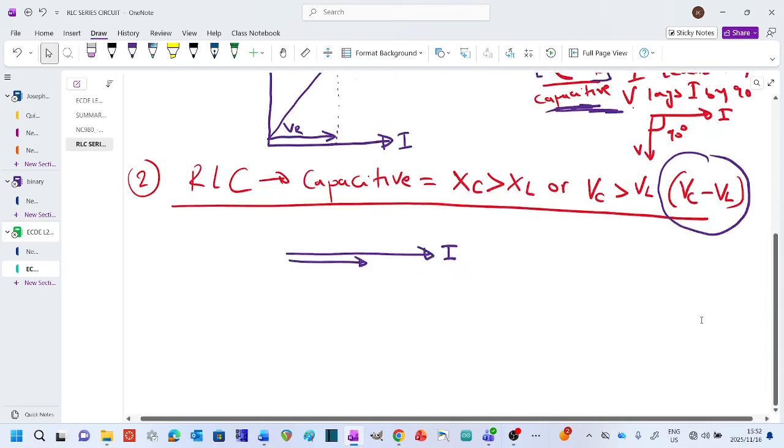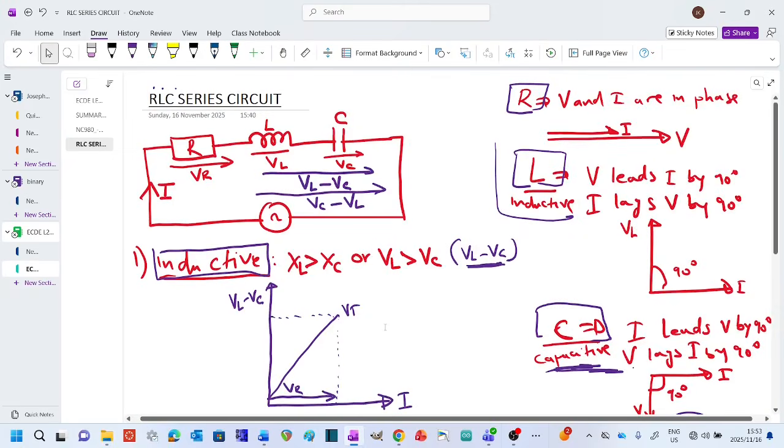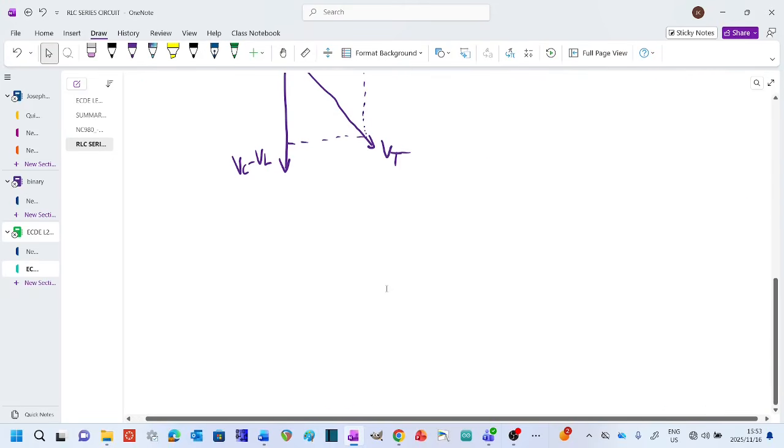So VC minus VL is going to be pointing downwards like that. And then we project. So this is our VR, this is our VC minus VL. So we project there for VR, and then we obtain our V total. There, that's it. So that's the phasor diagram for a capacitive circuit. So that's how you draw the phasor diagram.